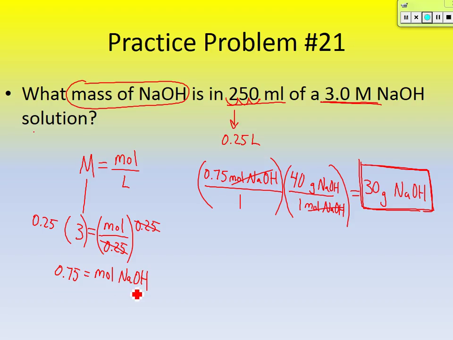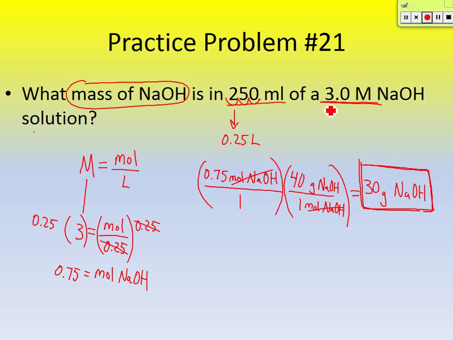The substance that we're talking about is sodium hydroxide. So that's why I started this with 0.75 moles of sodium hydroxide, converted it to grams using the molar mass, and it was 30 grams. Okay, so I hope we understand what we're doing here.